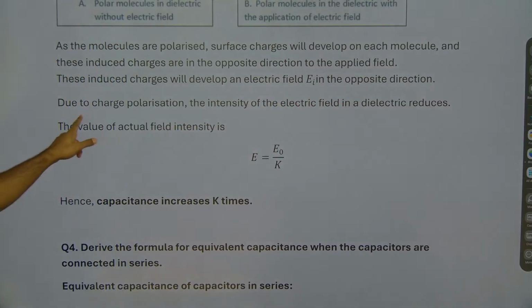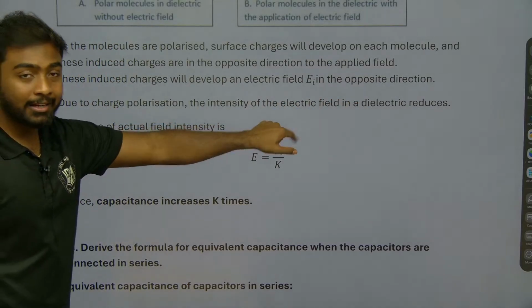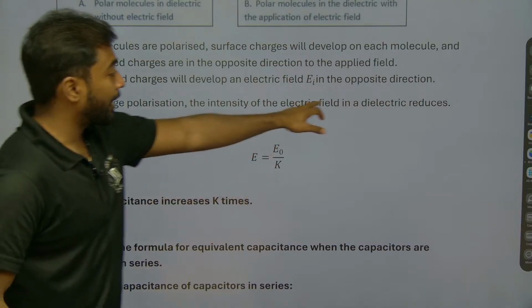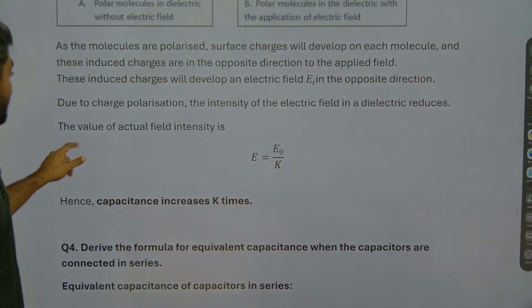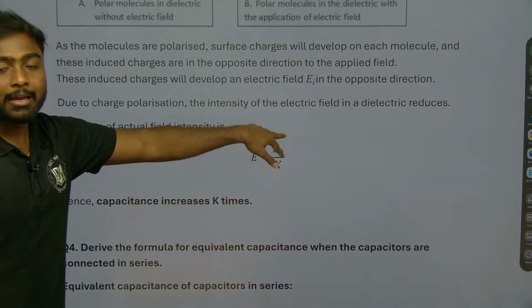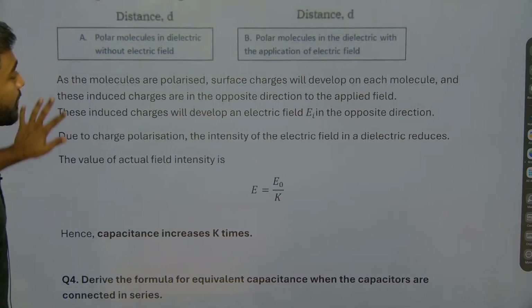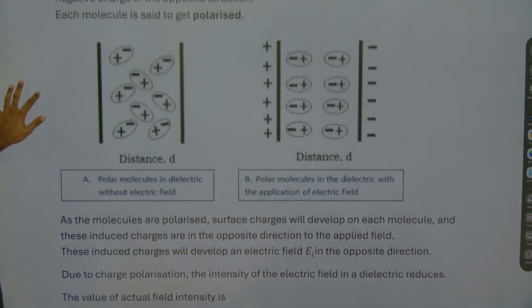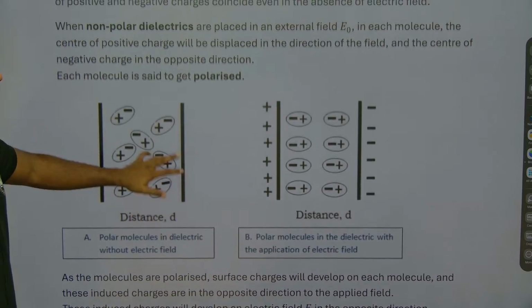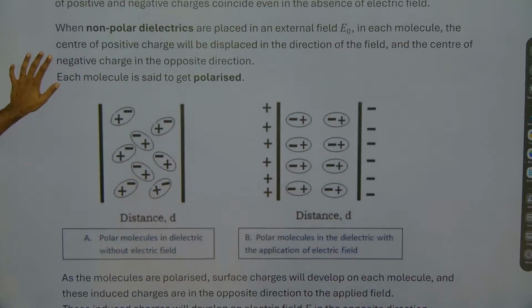Obviously, due to charge polarization, the intensity of the electric field in the dielectric reduces, and the value of the actual field intensity will be E naught by K. So this is how the non-polarized dielectric is converted to polarized. You can take a note of this.